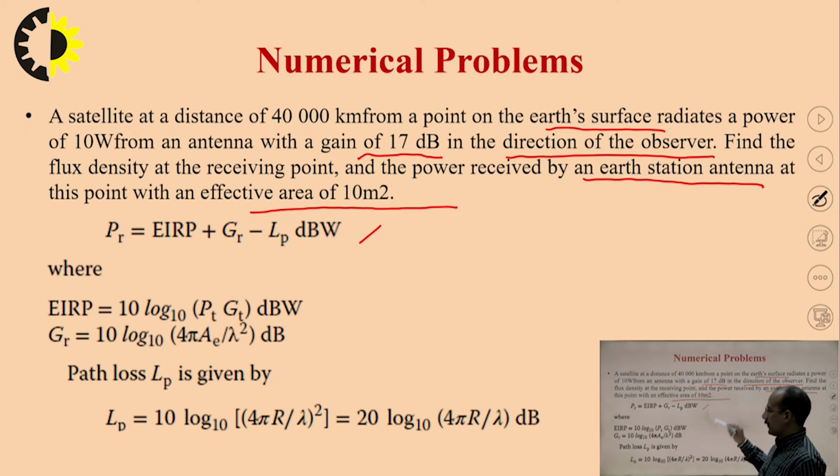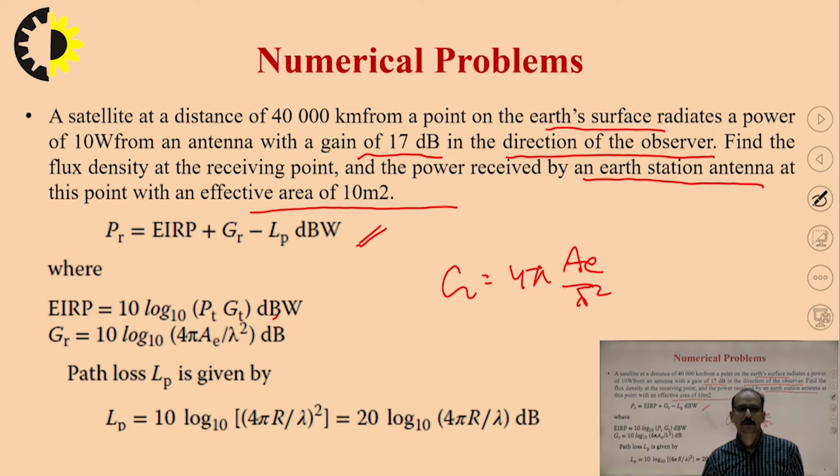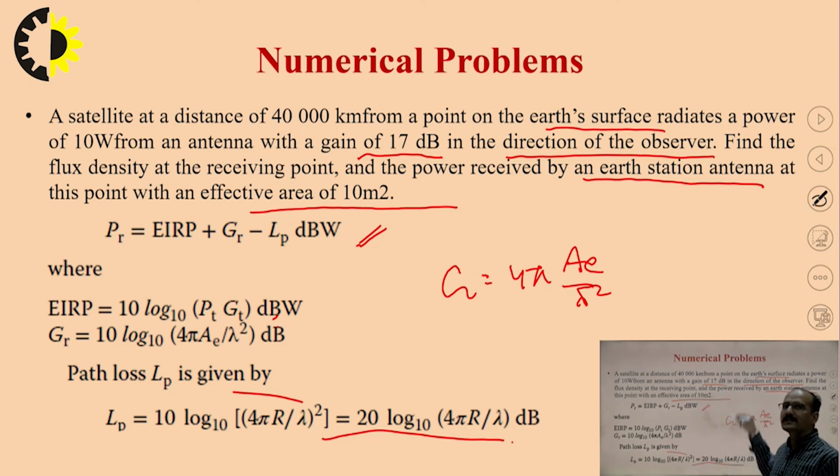You can easily find that PR is equal to EIRP plus GR minus LP, where LP is the loss, and EIRP is equal to PT GT when we convert it into dB. Basically it is in watt, but when you convert it, it is in decibel watt. Similarly the gain, which is in normal form, you convert into dB, because G is equal to 4 pi AE upon lambda square, that is the formula for G. Then path loss is given by 20 log 10 of 4 pi d upon lambda. So all these formulas are going to be used.